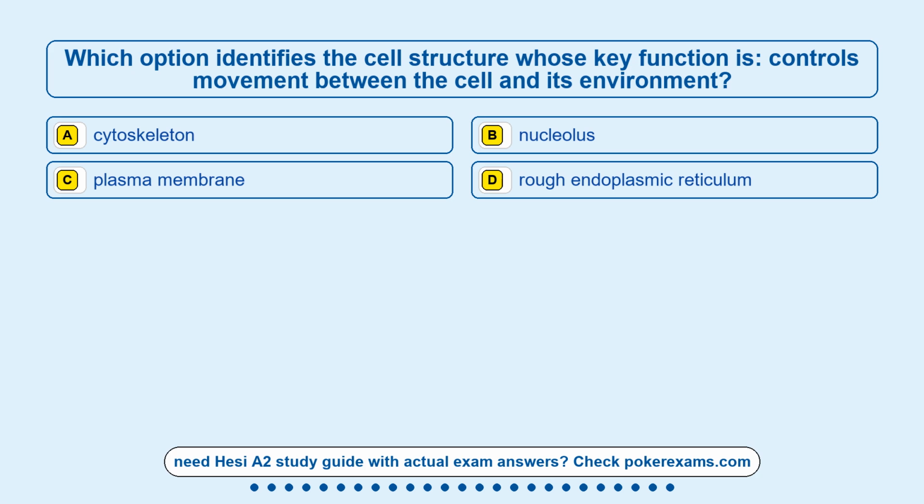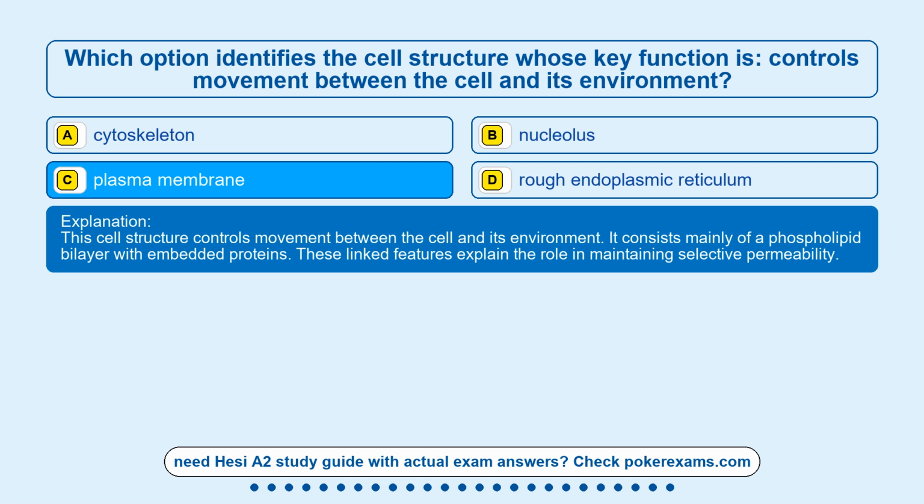Question 7. Which option identifies the cell structure whose key function is controlling movement between the cell and its environment? Option A, cytoskeleton. Option B, nucleolus. Option C, plasma membrane. Option D, rough endoplasmic reticulum. The correct answer is option C, plasma membrane.